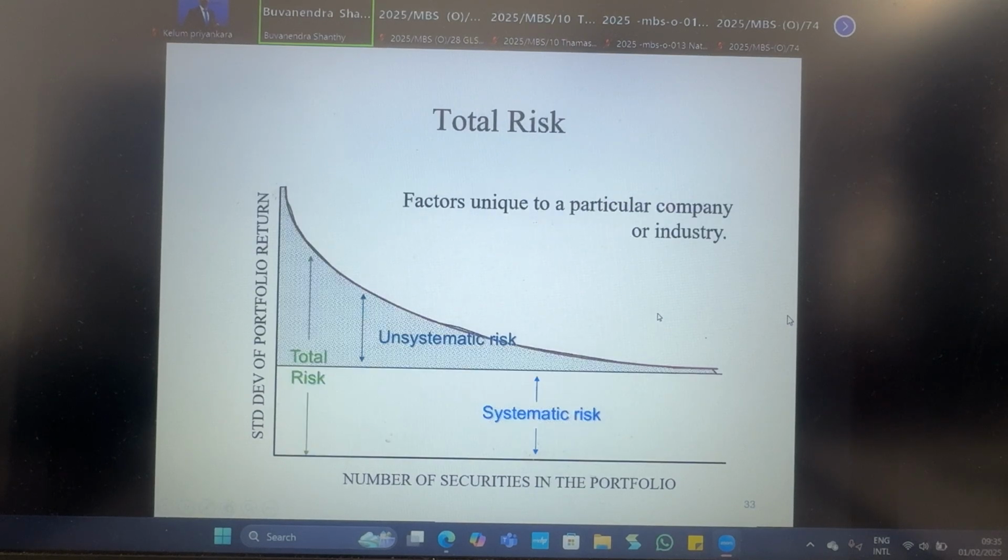But if you take the unsystematic risk, that is specific to the company. As I explained, that is specific to the company. Due to that, you can diversify and you can eliminate or minimize that risk. Over the diversification, this risk declines. You can minimize this risk. That is up to the company. The company can minimize that risk.